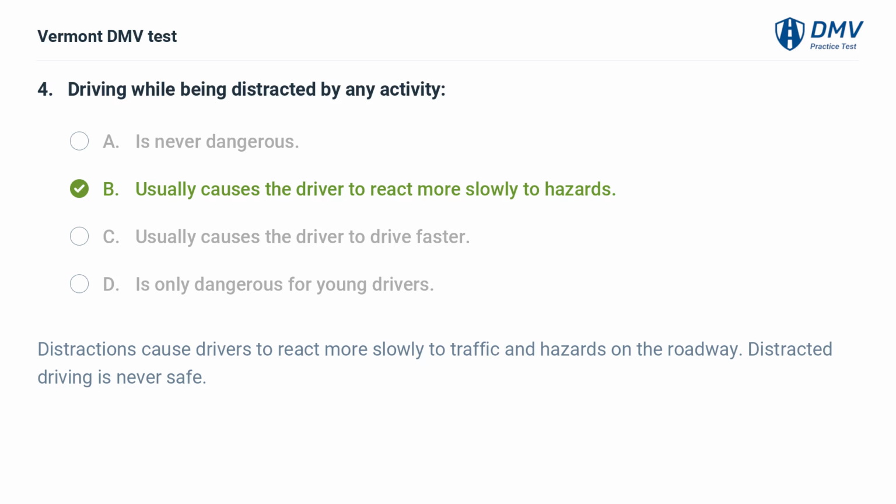Distractions cause drivers to react more slowly to traffic and hazards on the roadway. Distracted driving is never safe.